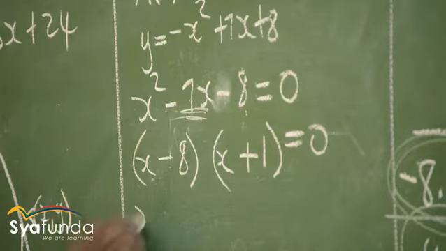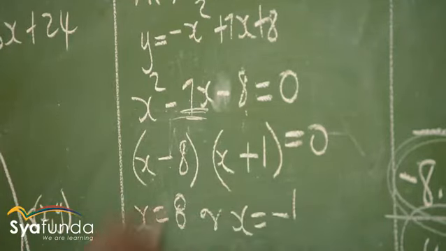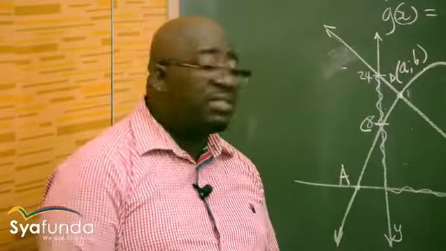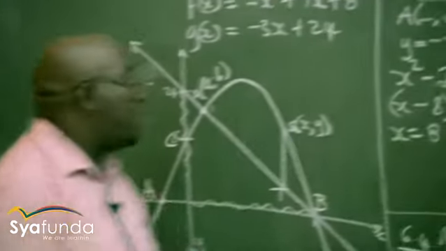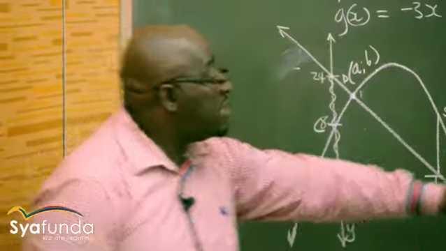So my first root, my x will be equal to 8, or x will be equal to minus 1. These are the two roots that I have. Now, what are the roots? They are the x-intercepts, in this case, of this parabola. So the x-intercept, this is the value, and this is the value. These are the two values that we have.